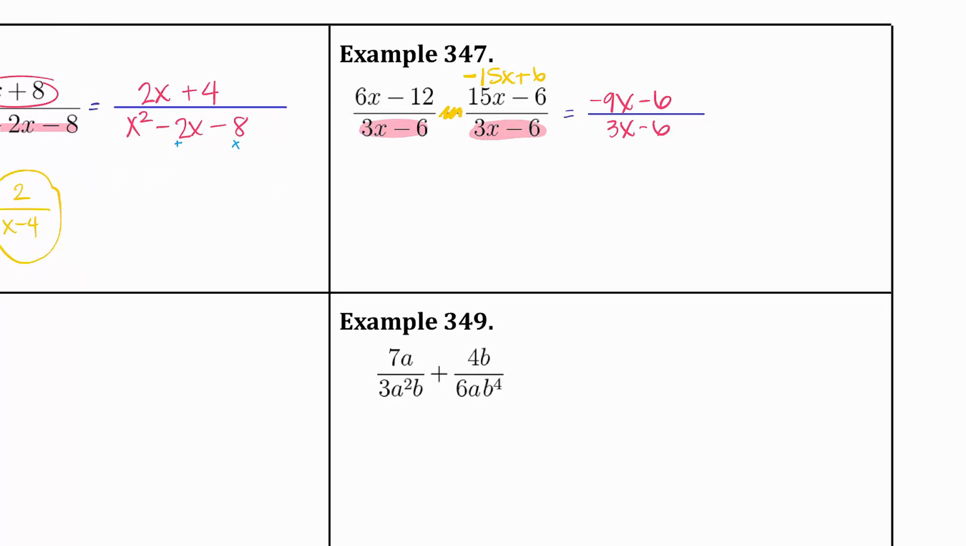All right, so if we're simplifying from here, we're going to see what we can factor. I can take out a negative 3 from the top, and I'm left with 3x plus 2.